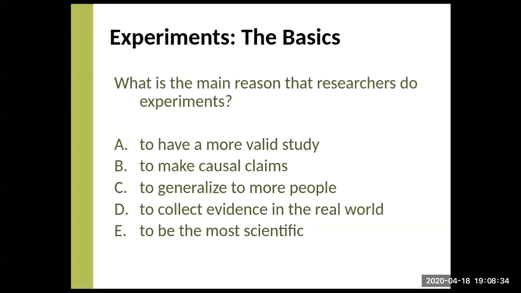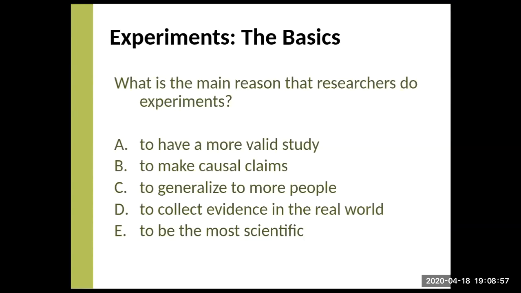What is the main reason that researchers do experiments? Now, we know that for an experiment, we have all 4 validities, but we're trying to be as valid as possible. So we'll rule out A. To generalize to more people would be specifically external validity, and that's really probably the lowest priority of an experiment.